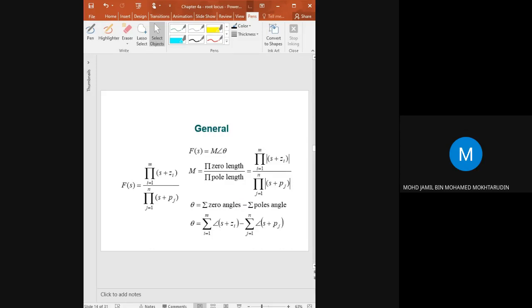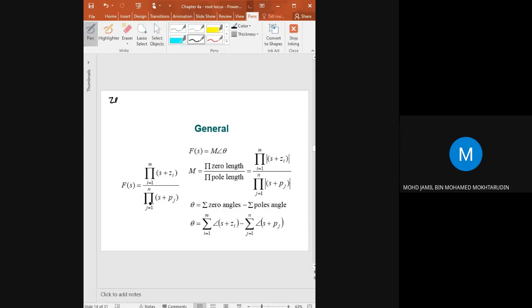Okay, so a transfer function F can be represented by the product of s plus zeros divided by the product of s plus poles. So we have two concepts. I think I haven't taught you what zeros and poles are.